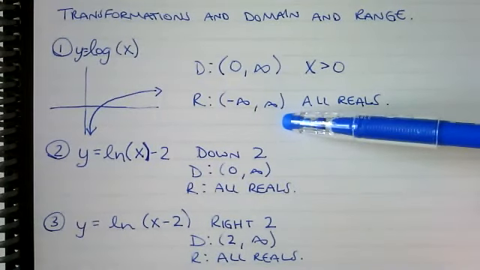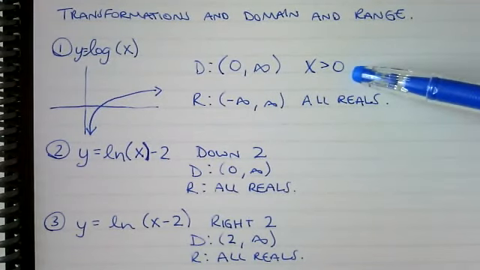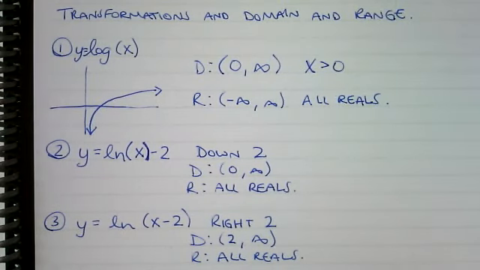And then you're just looking at how it shifts. Your range should really not be changing at all. It should be all reals. And then for your domain, it's just going to be 0 to infinity. Whatever your domain changes would have to do with your shifting left and right.